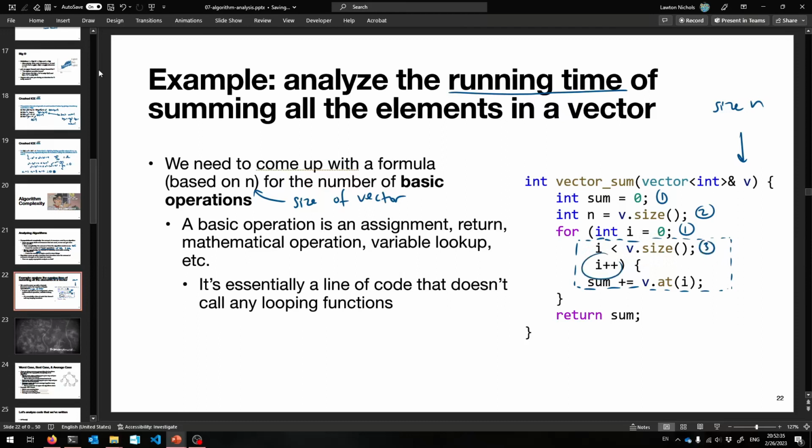i++, remember, is secretly i equals i plus 1. So it's going to be look up i, add it to 1, set the value of i. That's another 3 basic operations, let's say.